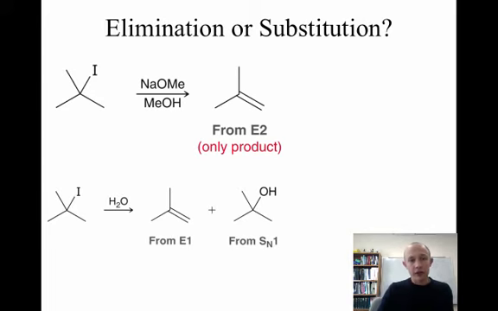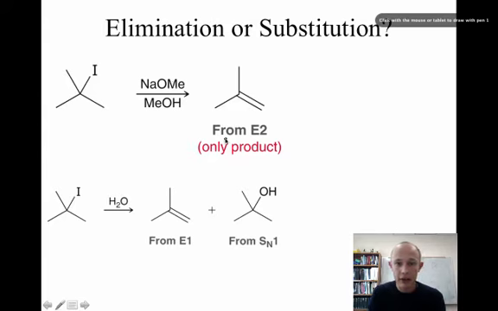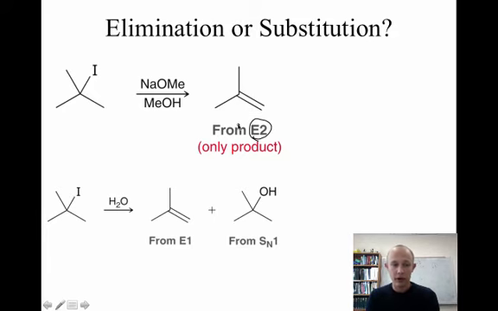So let's look at two different reactions. Here you have tert-butyl iodide with sodium methoxide. Notice that the major product here is from elimination. So the elimination is the only product that we observe. However, if we dissolve tert-butyl iodide in water, what we see is that the major product is actually that of substitution. So in this case, elimination predominates. In this case, substitution predominates. So we need to understand why those two things happen.